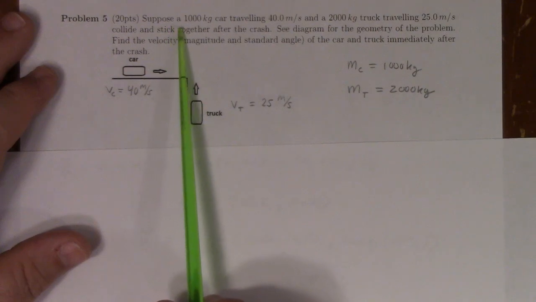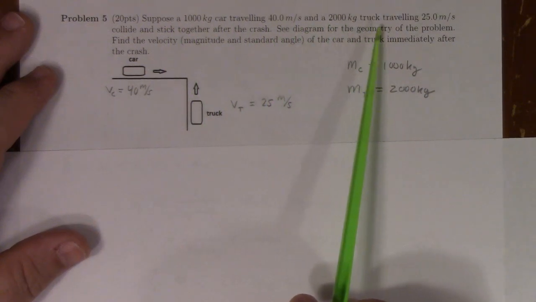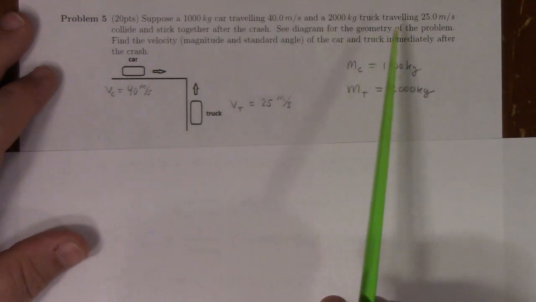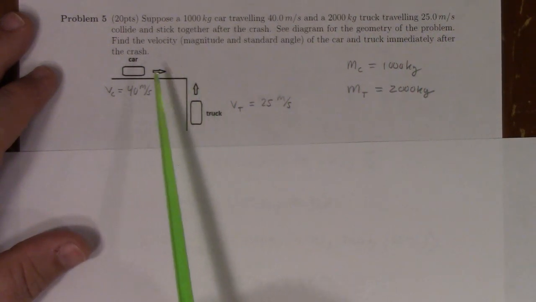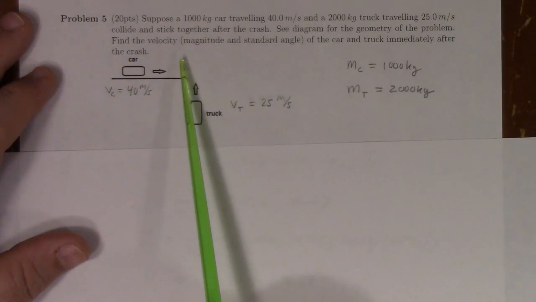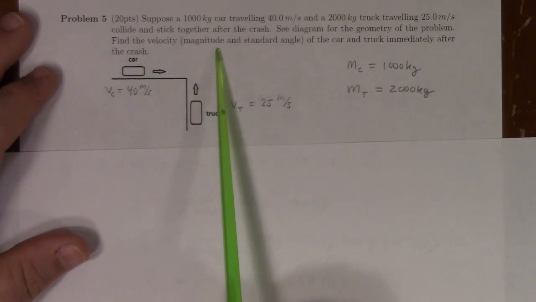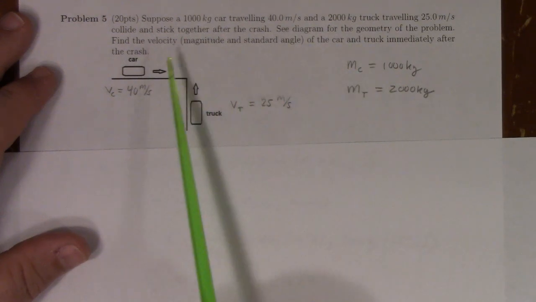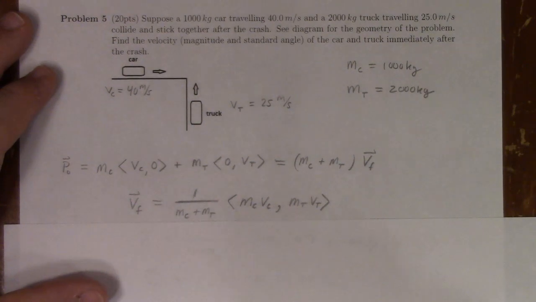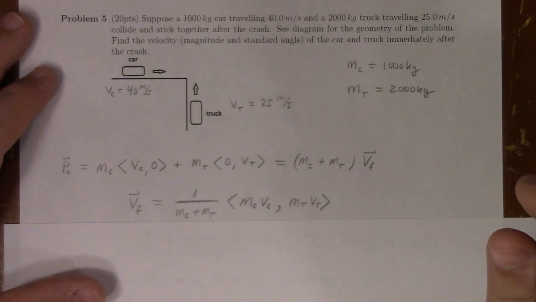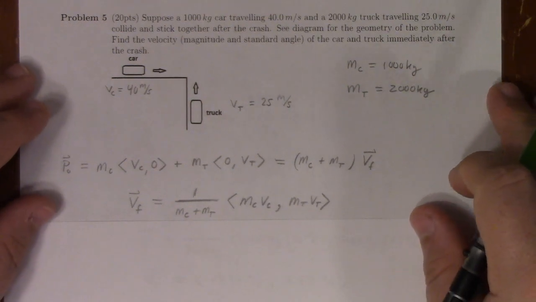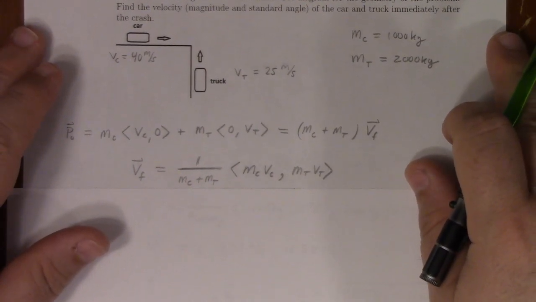Okay, so you have a 1,000-kilogram car traveling 40 meters per second and a 2,000-kilogram truck, as you can see, I have a very realistic picture here, traveling 25 meters per second that way, 40 meters per second that way. They stick together after the crash, all right? And I said find the velocity, magnitude, and standard angle of the car and truck immediately after the crash. So if you try to do this problem without vectors, you're probably just wrong. It's hard for me to salvage much from your solution if you didn't use vectors here.